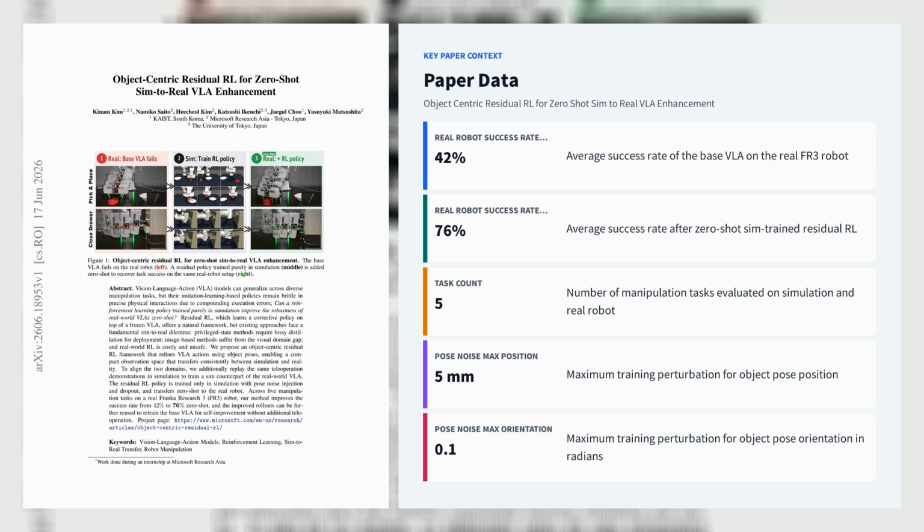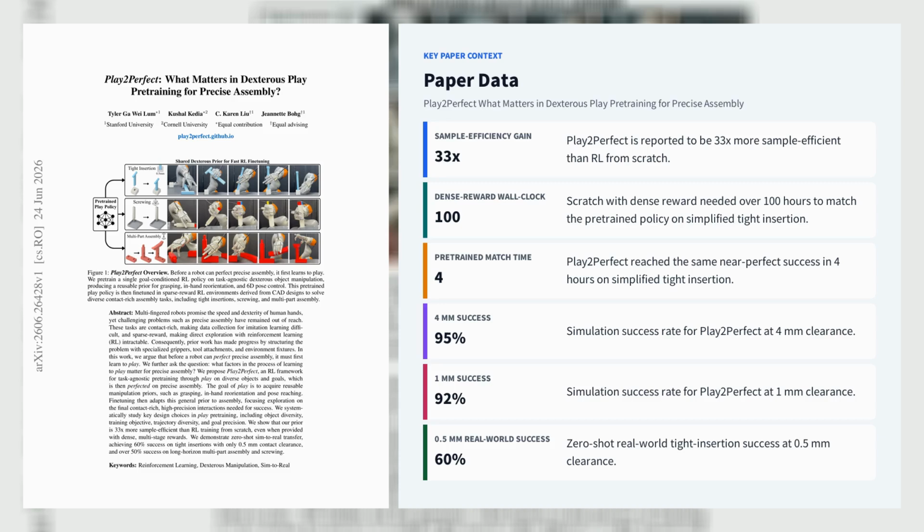The paper further shows the residual generalizes to a stronger backbone, π0.5, and that residual corrected rollouts can be reused to retrain the base VLA, creating a self-improvement loop without additional teleoperation. Let's explore the second paper. Play 2 Perfect: What Matters in Dexterous Play Pre-Training for Precise Assembly.